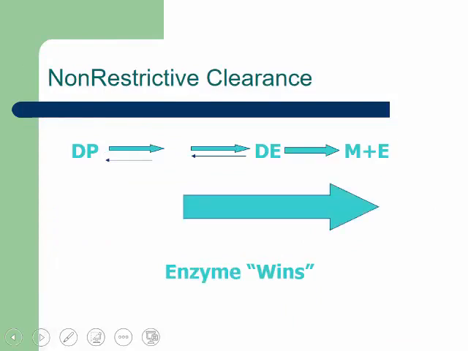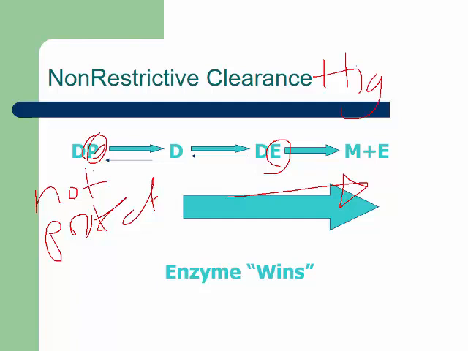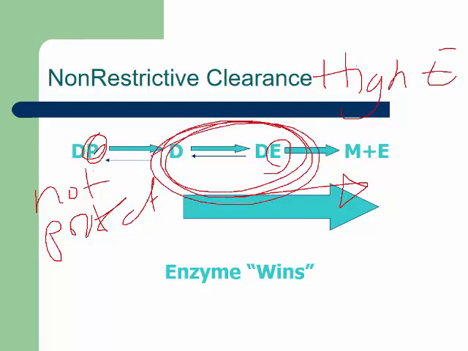In non-restrictive clearance, the protein does not protect. The protein is not able to protect the drug from the enzyme and therefore metabolism. Non-restrictive clearance happens with high E drugs only, because there's such a strong attraction between the enzyme and the drug that it pulls the whole thing this way.